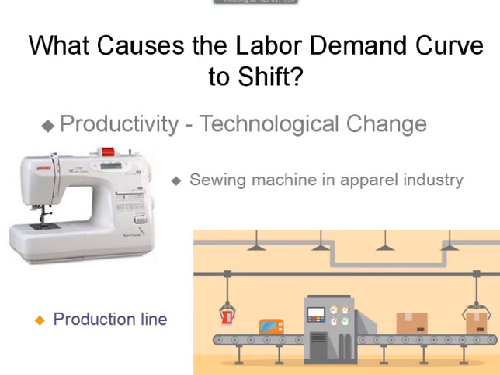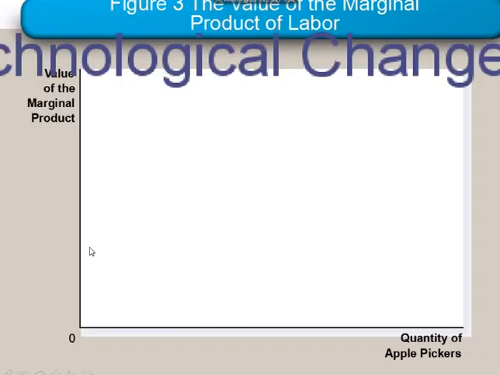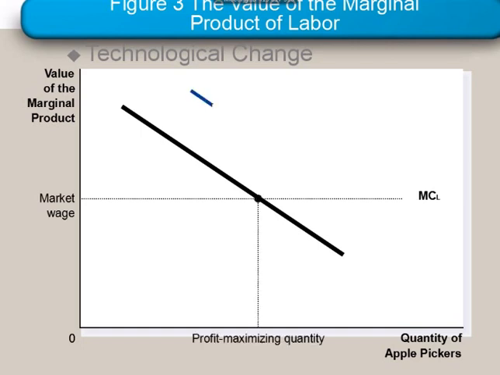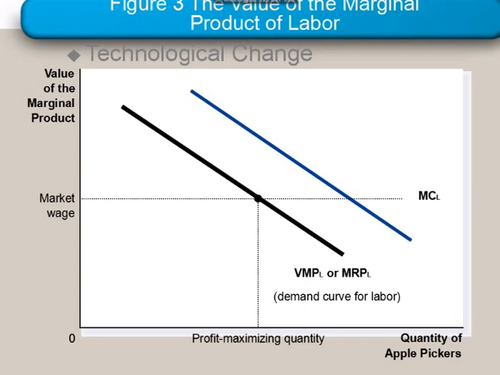Because of this technological change, when there is technological change, productivity of each labor increases, and as a result, marginal revenue generated on each unit of labor also increases. As a result, demand for labor increases in the market if there is advancement or change in technology in a positive way.